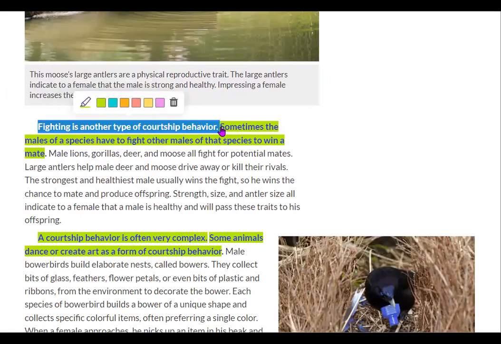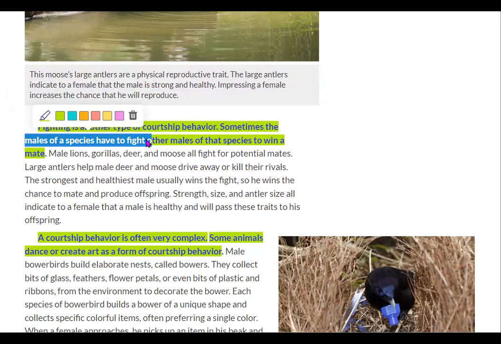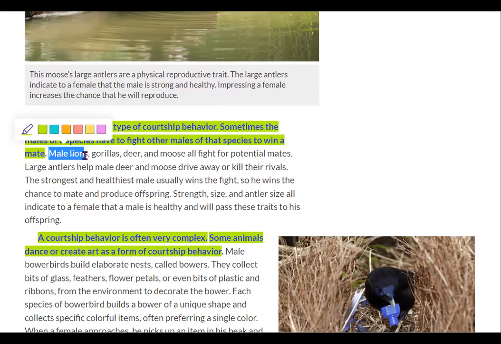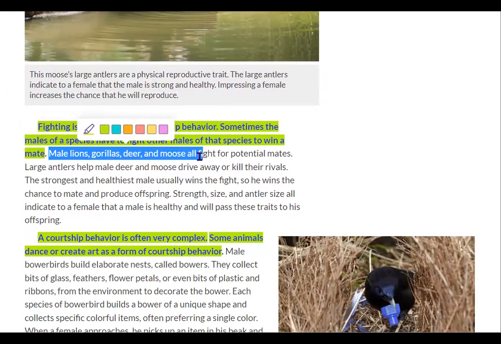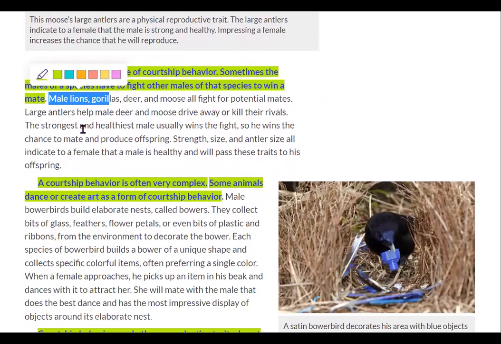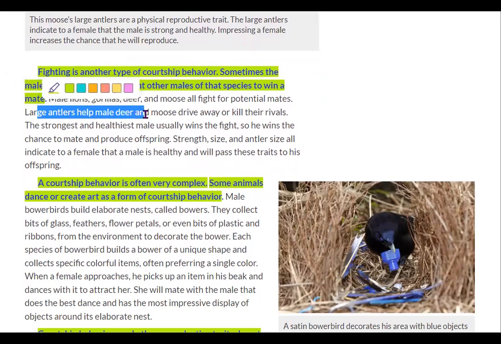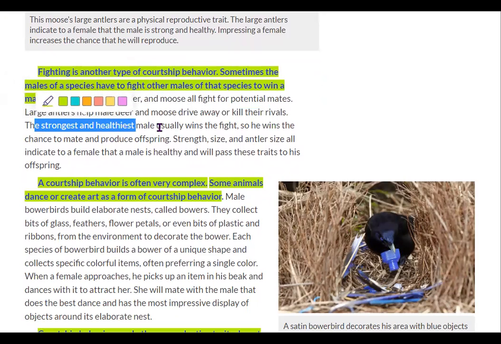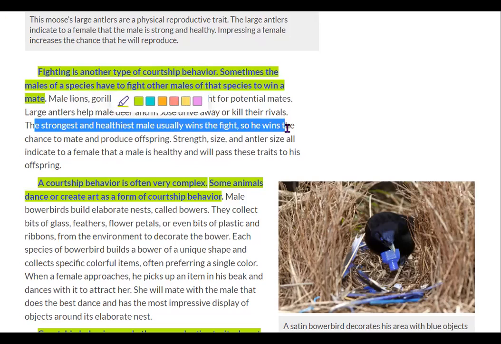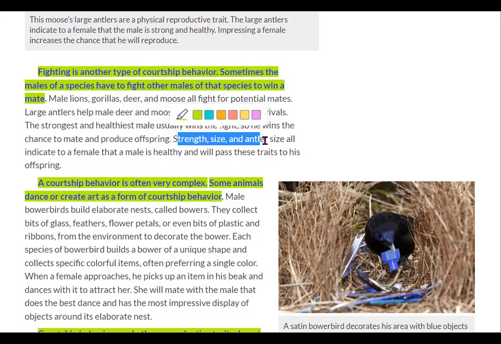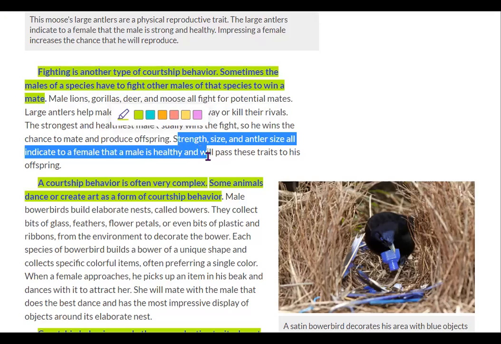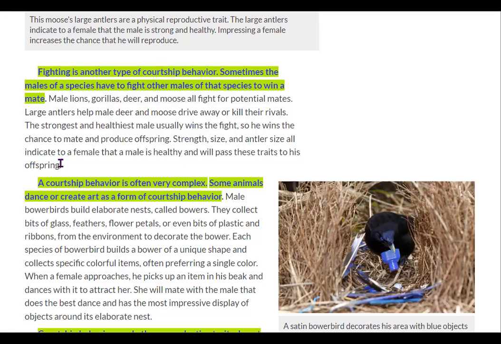Fighting is another type of courtship behavior. Sometimes the male species have to fight other males of that species to win a mate. So this happens in male lions, gorillas, deer, and moose. They all fight for potential mates. The large antlers help the male deer and moose drive away or kill any rivals. And so typically the strongest and healthiest male will usually win the fight. And so he wins the chance to mate and produce offspring. Strength, size, and antler size are all indications to a female that the male is healthy and is going to pass down these traits to the offspring.